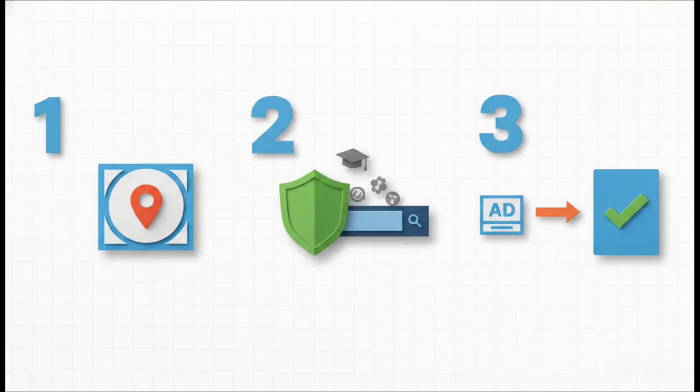So, to recap, here are the 3 critical things you need to take control of. First, your location. Use presence only. Target people who are actually there. Second, your keywords. Use negative keywords. Use them aggressively to block out all the irrelevant searches. And third, the user's path. Make sure your ads send people to specific relevant pages, not your homepage.